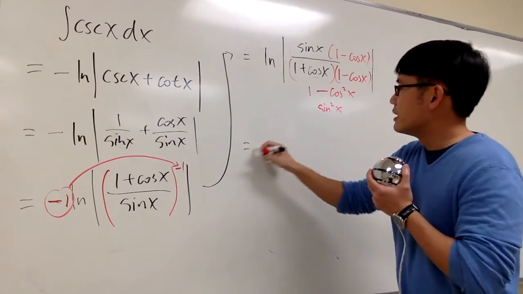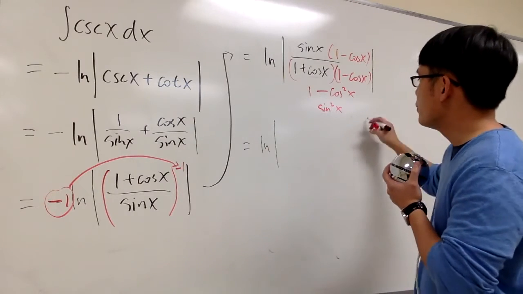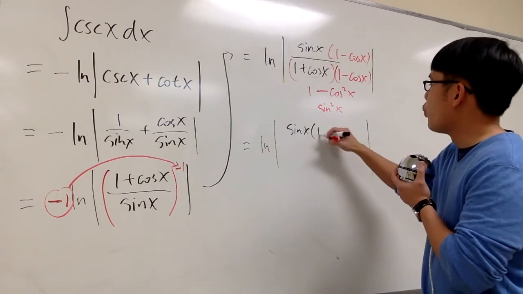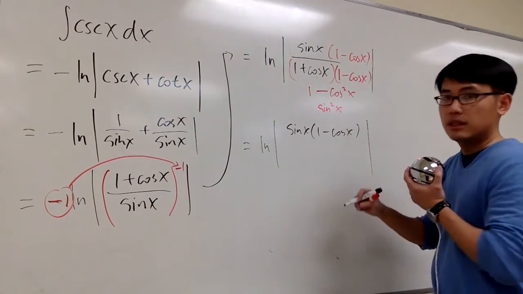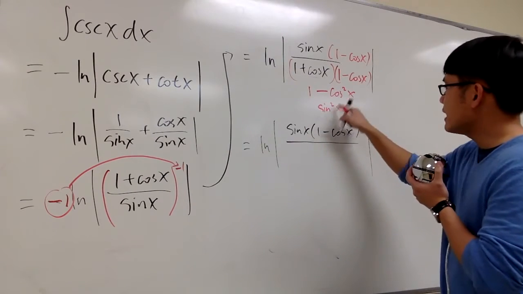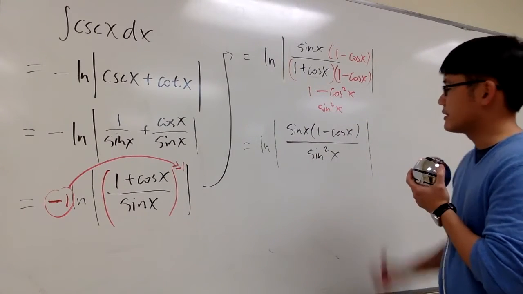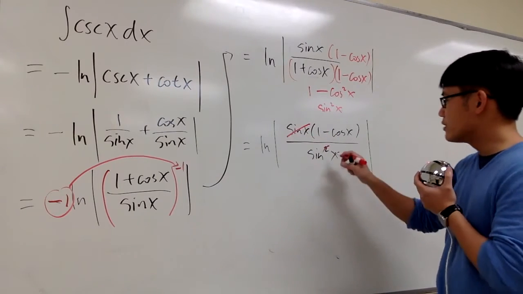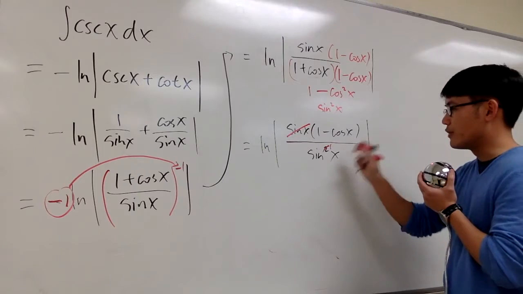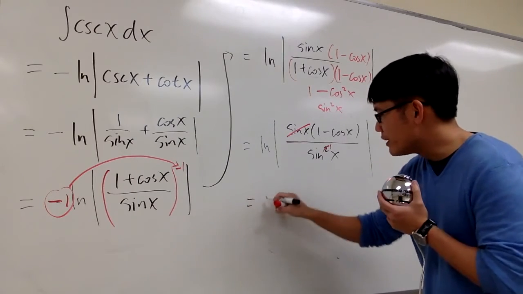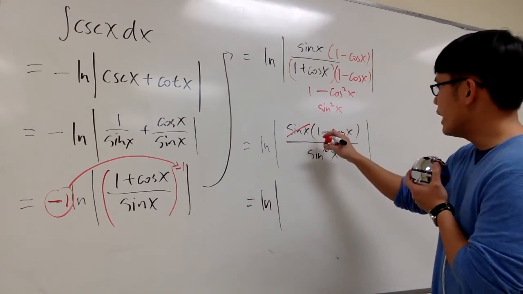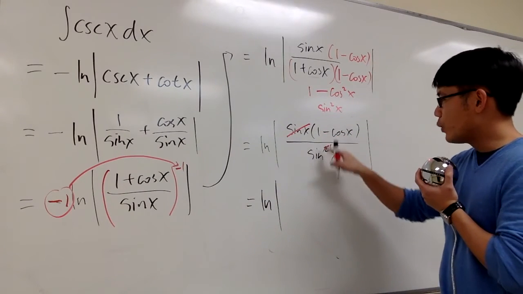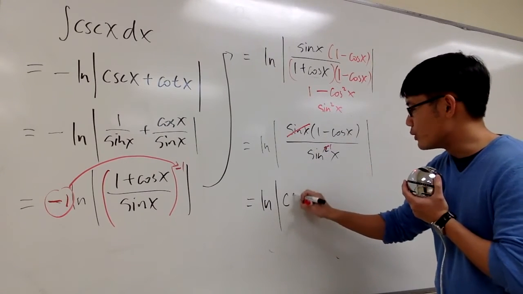And then what we're saying is this. This is the same as ln, absolute value. On the top, we have sine x times the parentheses 1 minus cosine x. And on the bottom, we have sine squared x. And take a look at this. We see that the sine x right here can be cancelled with one of them on the bottom. So we have sine to the first on the bottom. And this right here is what? ln, absolute value. We have 1 minus cosine over sine. 1 over sine is what? 1 over sine is cosecant x.